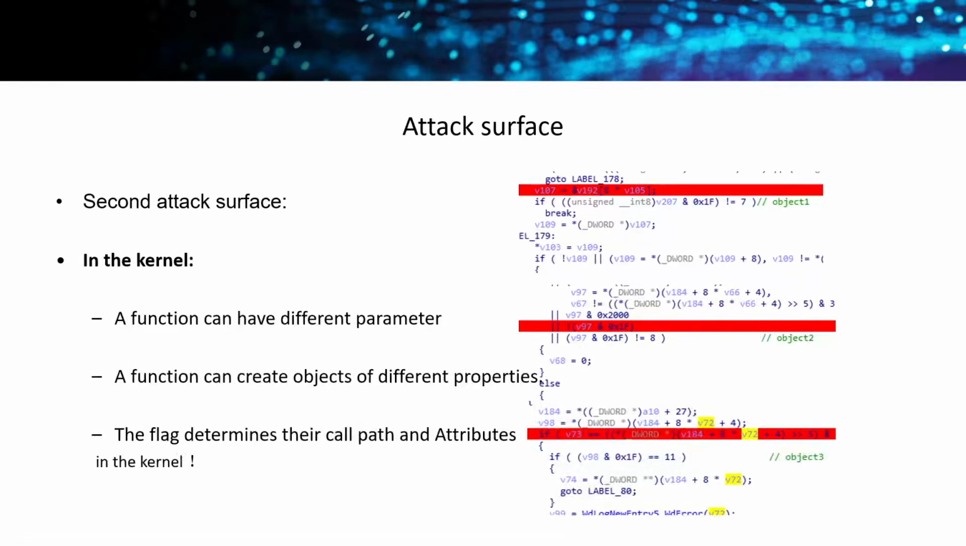The figure on the right shows this model. Object 2 and object 3 are the same object with different flags, referenced in the same functions. So this object can have different object marks in the kernel.